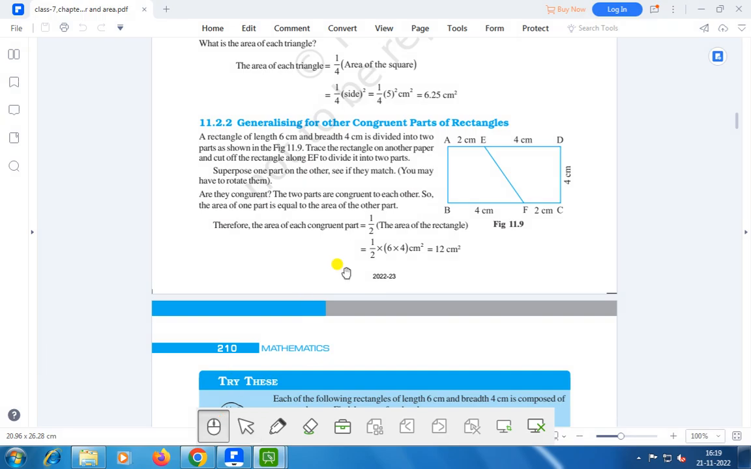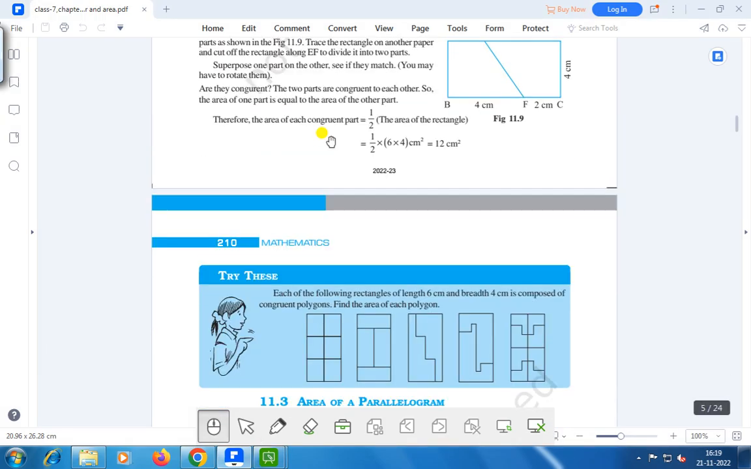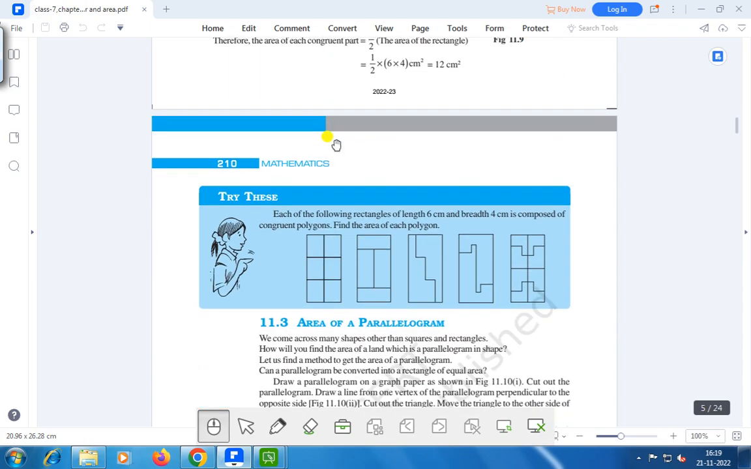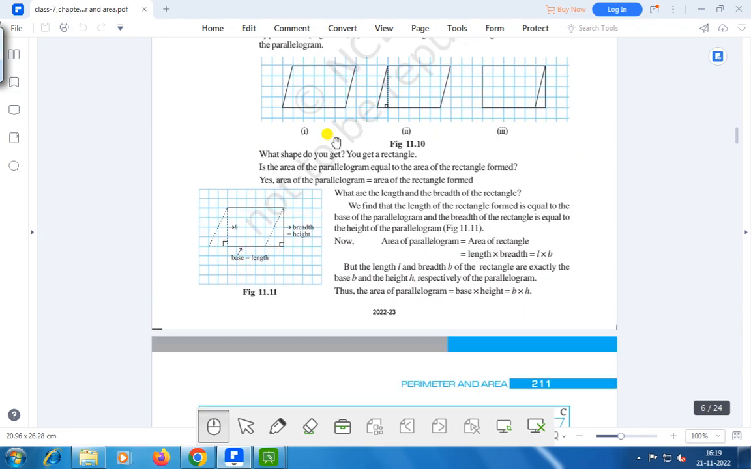Let us take another one, that is the area of a parallelogram, right? And what is the area of a parallelogram? The area of a parallelogram is base into height, right? You have to remember this one, that the area of a parallelogram is base into height, right? That is the area of the parallelogram.